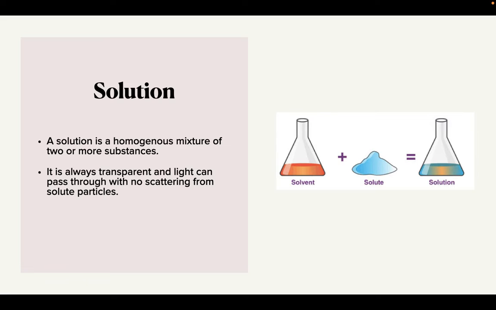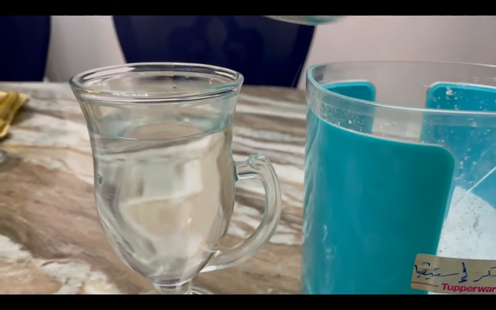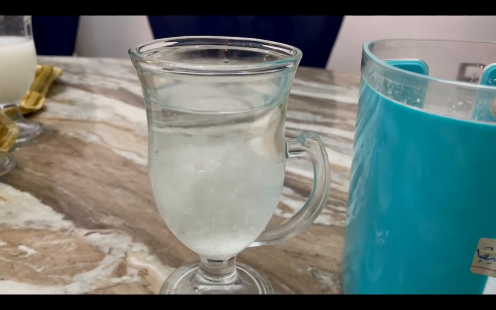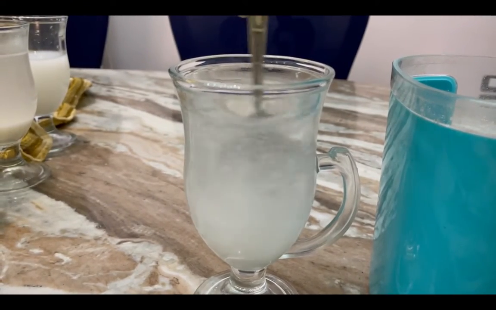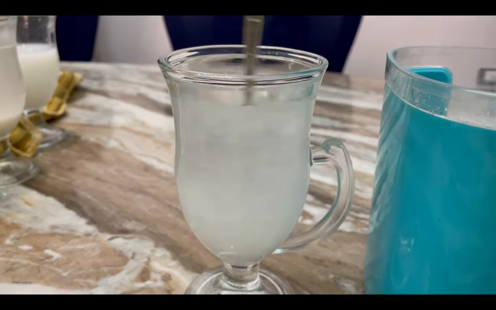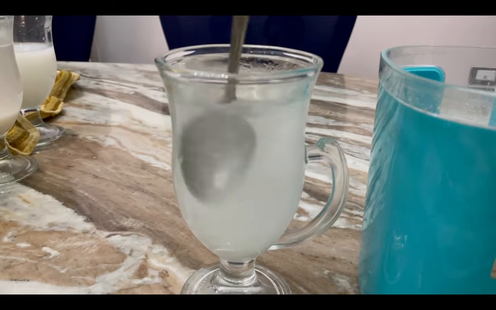In a solution, it's always transparent and the light can pass through with no scattering from the solute particles. Here we are mixing our solute, sugar, into water, which is supposed to completely dissolve and make light pass through it, and the beam would not be visible.